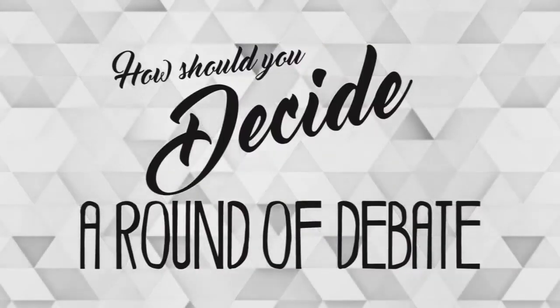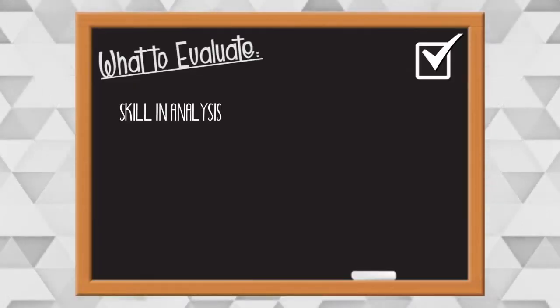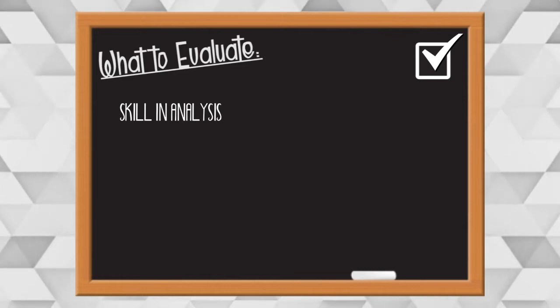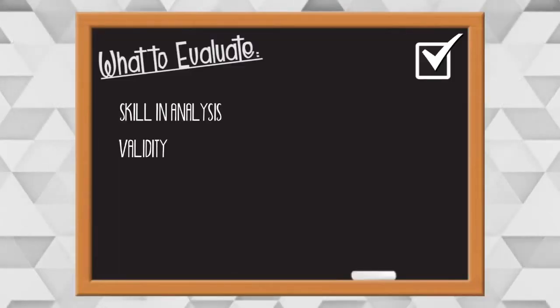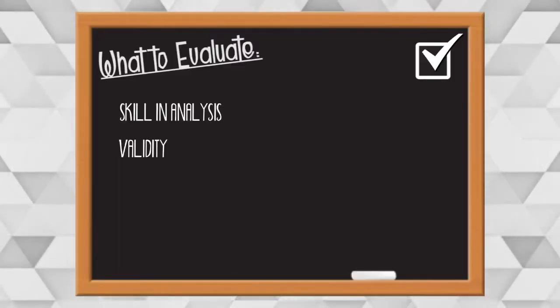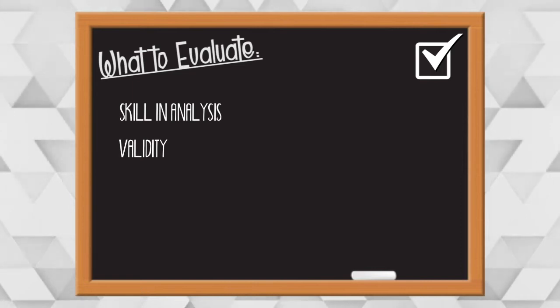How should you decide a debate round? Skill and analysis, which includes not only the analysis of the resolution, but also analysis of the argumentation in the debate as it progresses. Validity, clarity, and organization of arguments, including writing and reasoning within a competitor's own case, as well as the refutation of their opponent's case and argumentation.